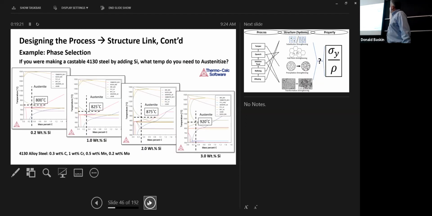Here is an example of a 4130 steel. I think when I was a grad student, I worked on a class project where we were trying to make castable 4130 steel. Silicon dramatically increases the fluidity of steel and aluminum, actually. So you can make it more castable.